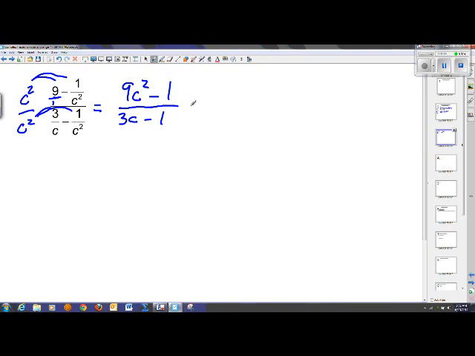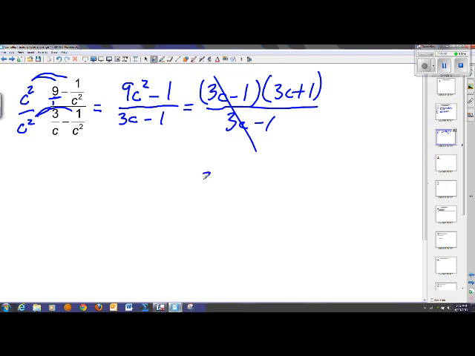And I notice in this term, my numerator actually factors. That's the difference of squares into 3c minus 1 times the quantity 3c plus 1, all over 3c minus 1. And we know that anything that's the same reduces. So my answer, simplified, is just 3c plus 1.